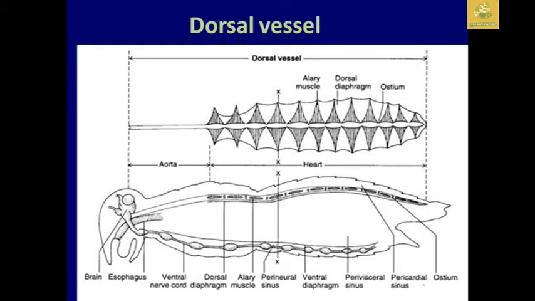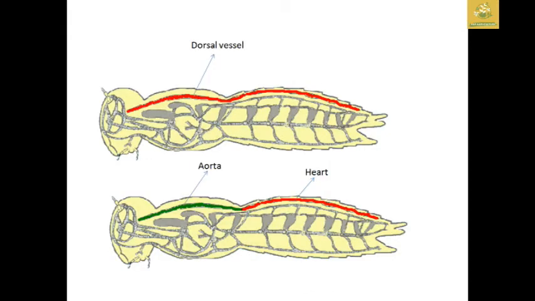On these you can see the dorsal vessel. I have given different structures of the dorsal vessel as seen in the cross section of the insect body. The dorsal vessel has alary muscles, the dorsal diaphragm, and the ostium, which are some of the parts of the dorsal vessel in the insect body.